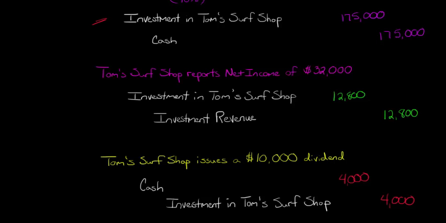So we see here that we started with $175,000, and then we increased the carrying value when we had some revenue, and then now we decrease the carrying value with a dividend. But we don't recognize any income here, right? It's different from the fair value method in that respect.